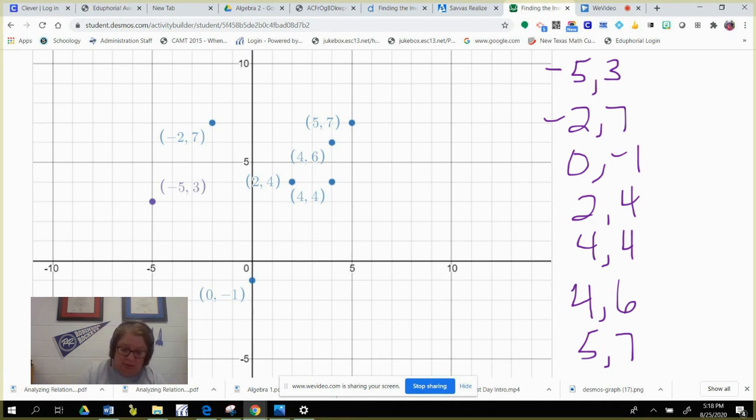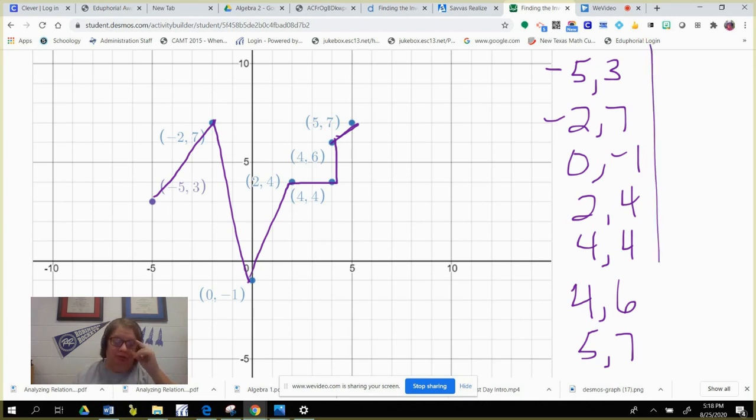Okay, so we're going to start at negative 5, 3. And we're going to connect that to negative 2, 7. And connect that to 0, negative 1. And connect that to 2, 4. Connect that to 4, 4, 4, 6, 5, 7. Okay? That's the original function. Those are the points that are there.